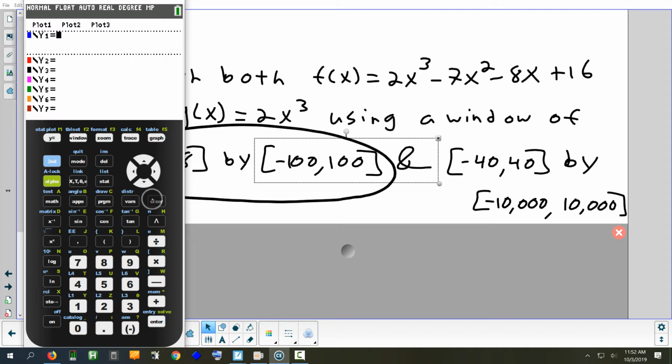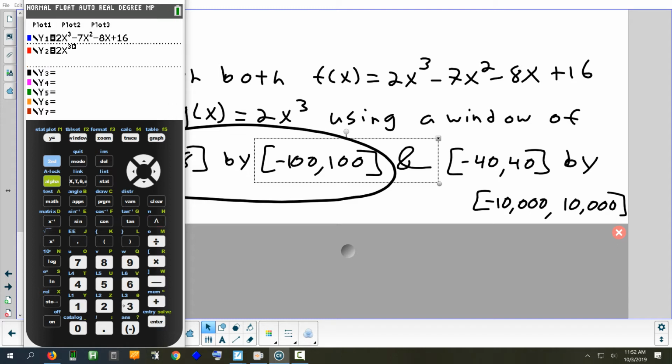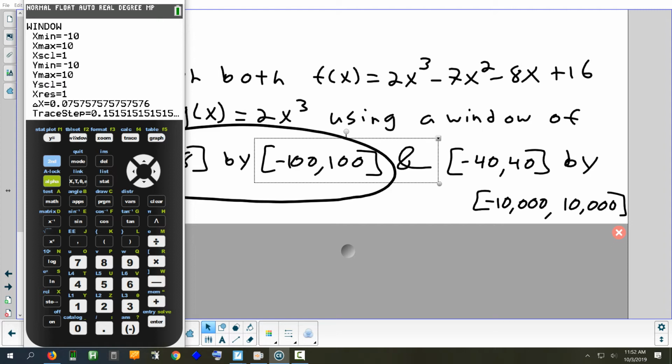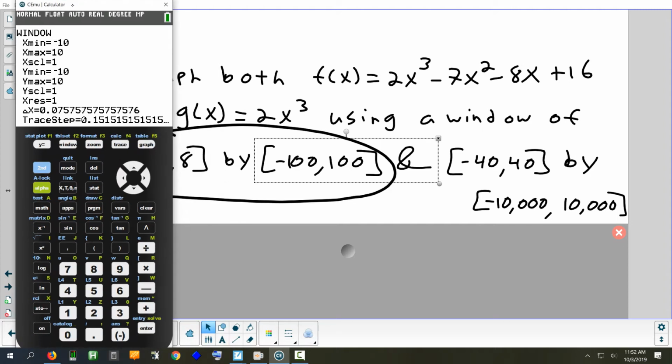Okay, let's type this in. So we've got 2x cubed minus 7x squared minus 8x plus 16, and then 2x cubed. All right, what did they say? Negative 8 to 8, and negative 100 to 100.